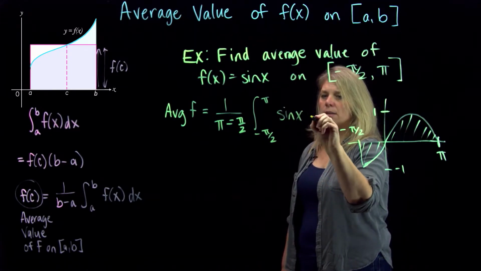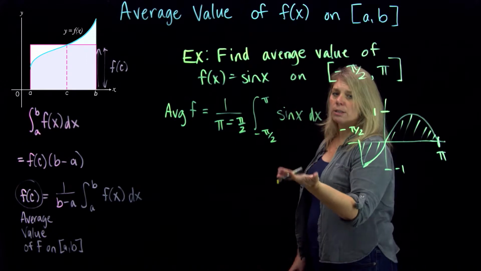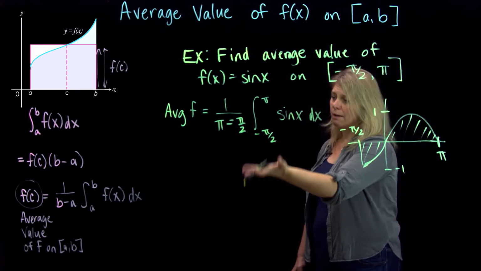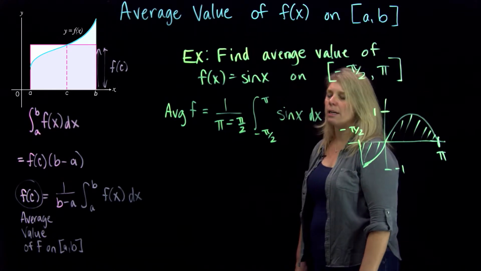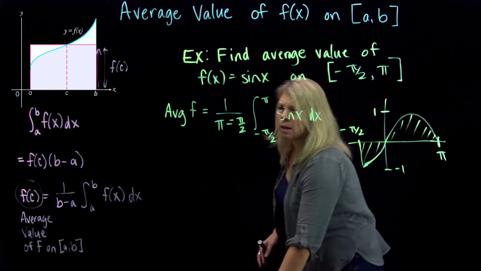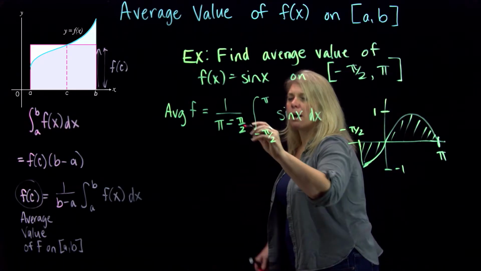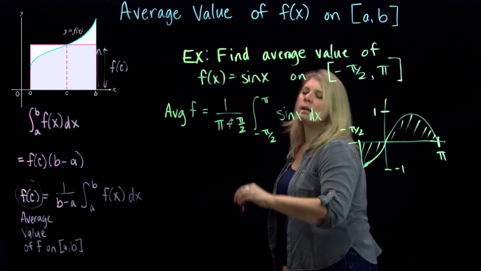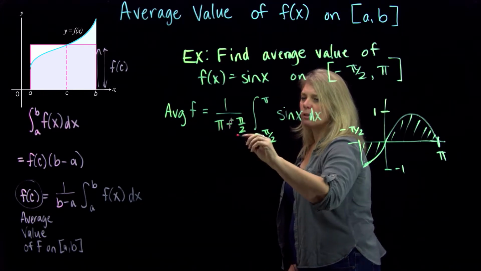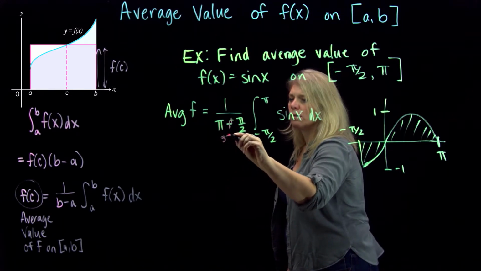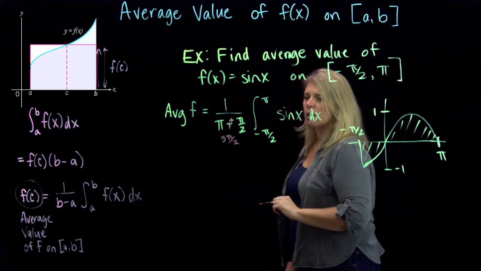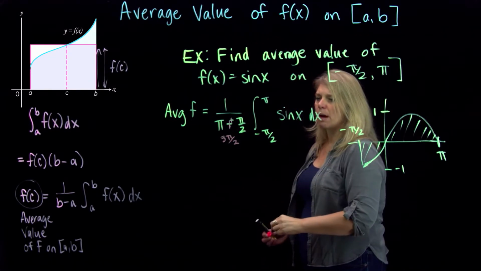sine of x dx. All right, so I just need to evaluate this integral, and I have the answer that we're asked to find here. All right, so pi minus negative pi over 2, I'm going to make that plus, and pi plus pi over 2 is 3 pi over 2. So just doing a little scratch work there. Pi plus pi over 2 is 3 pi over 2.